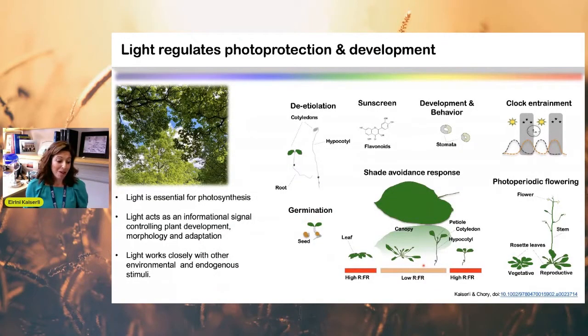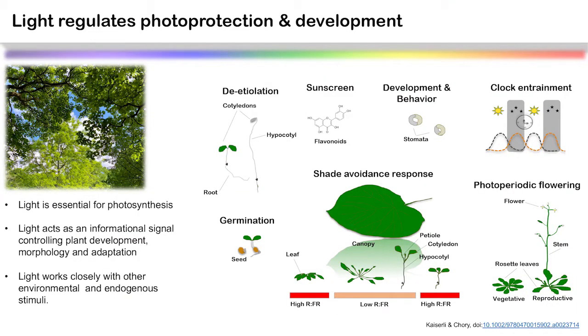Thanks to the amazing program, the great talks and workshops that you already had as part of the summer school, I'm sure you are aware that plants are extraordinary organisms. Apart from the fact that they have to adapt to changing environmental conditions, they also have to make their own food, right? They have to make their own energy because they're photoautotrophs. So light is essential not just for energy production through photosynthesis, but light also acts as a very important informational signal to control plant development, morphology, and also adaptation. And we need to keep in mind that light doesn't work in isolation. It works with other environmental and endogenous stimuli to shape plant development and morphology.